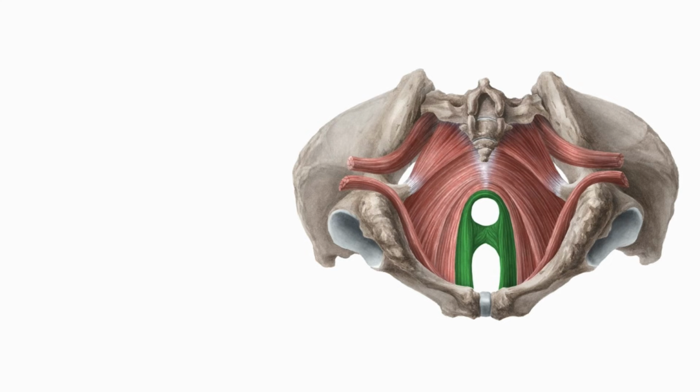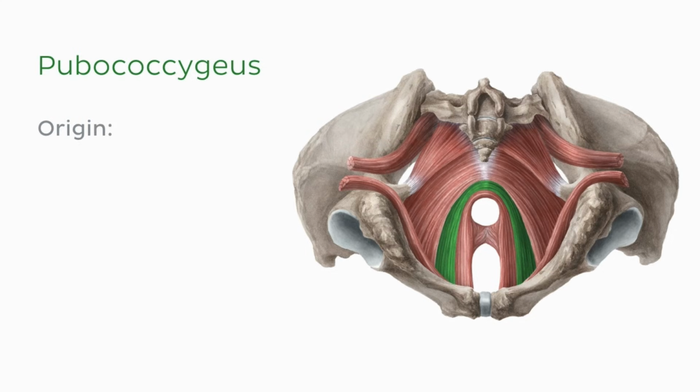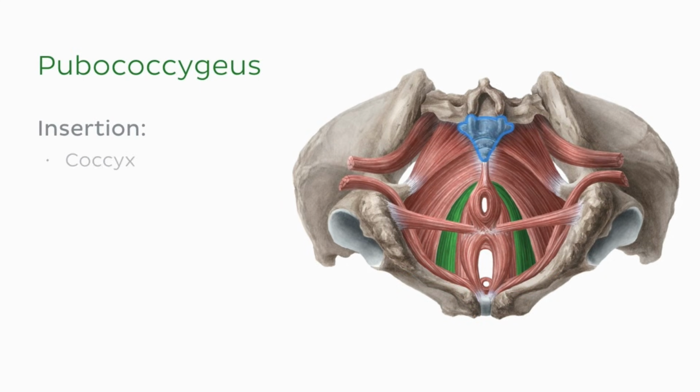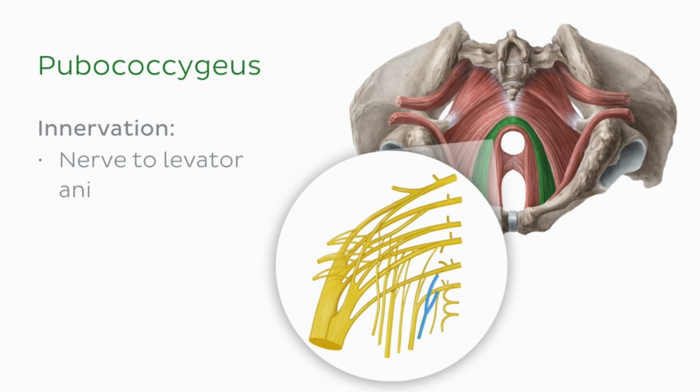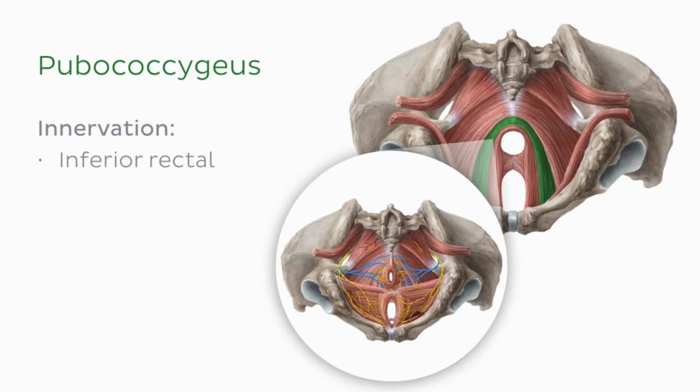The second component of the levator ani is the Pubococcygeus. And nicely done, this muscle is also named after its attachment points. It originates from the bodies of the pubic bones lateral to the origin of the puborectalis. Posteriorly, it inserts at the coccyx and the anococcygeal ligament. Similar to the puborectalis, it is innervated by the nerve to the levator ani, but also receives fibres from the branches of the pudendal nerve, such as the inferior rectal or the perineal branches.